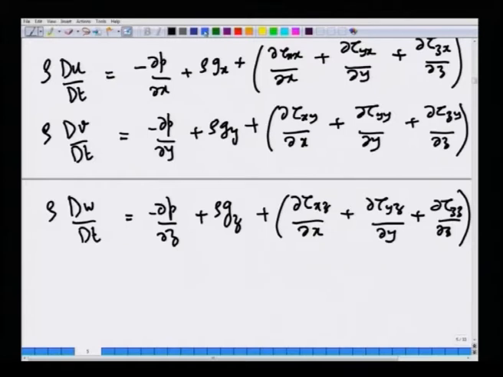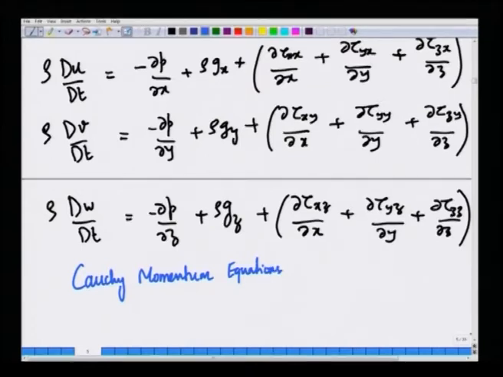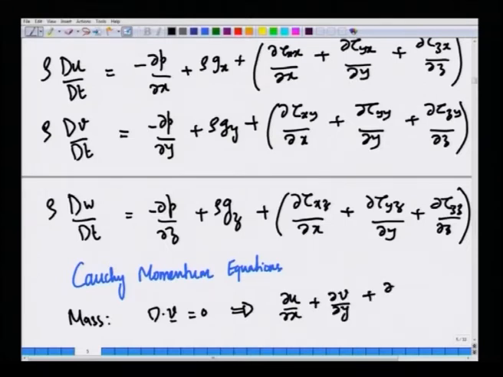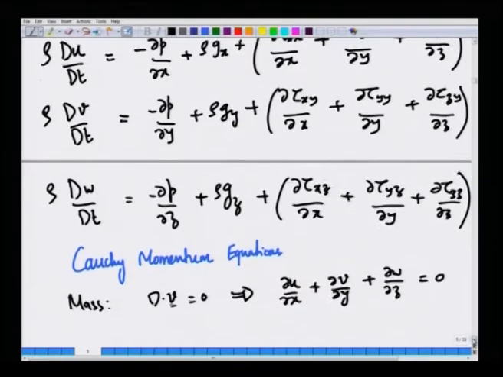These are also sometimes referred to as the Cauchy momentum equations. These are the differential form of the momentum balance. Okay. These are also called the Cauchy momentum equations. And we also have the mass balance, if you remember, for an incompressible fluid. Okay. The continuity equation, which in Cartesian coordinates means this. So we have 4 equations, 3 components of the momentum equation and 1 continuity equation.